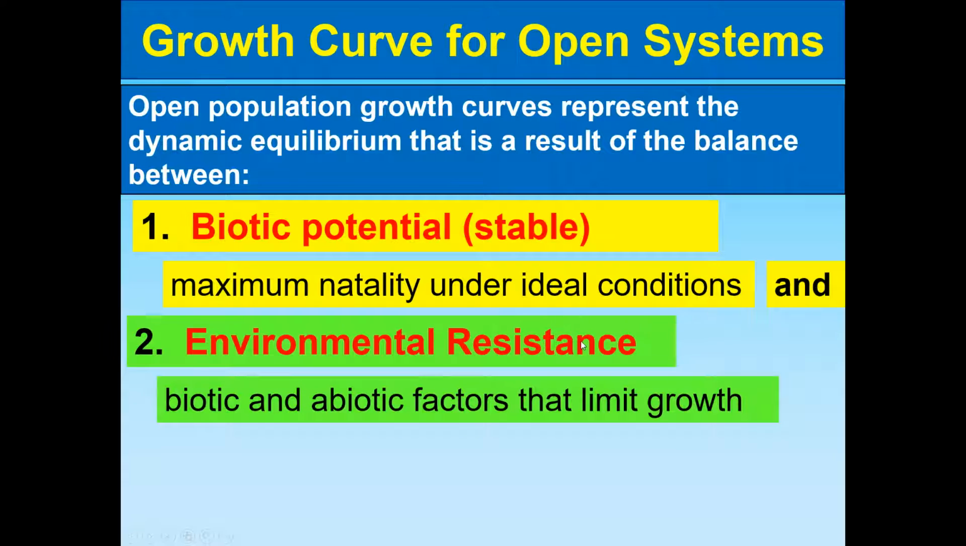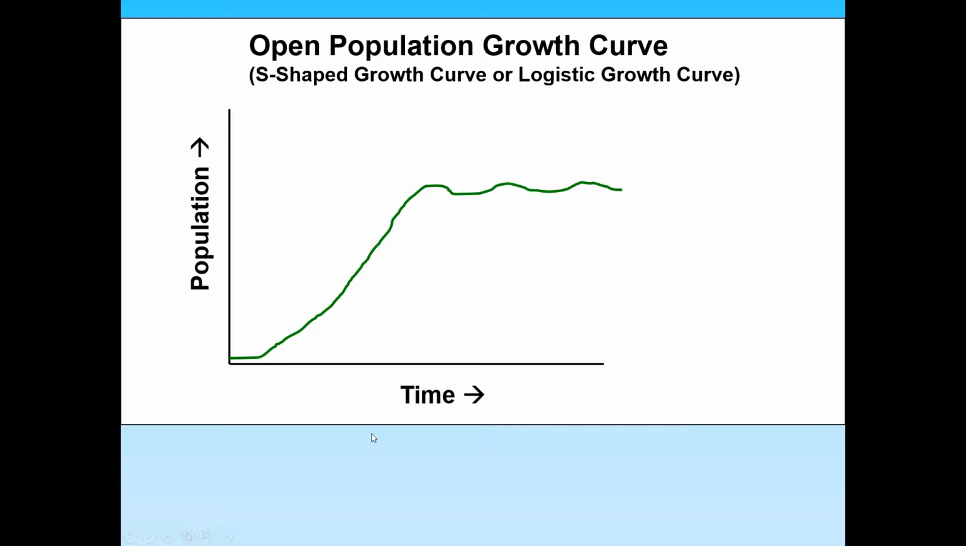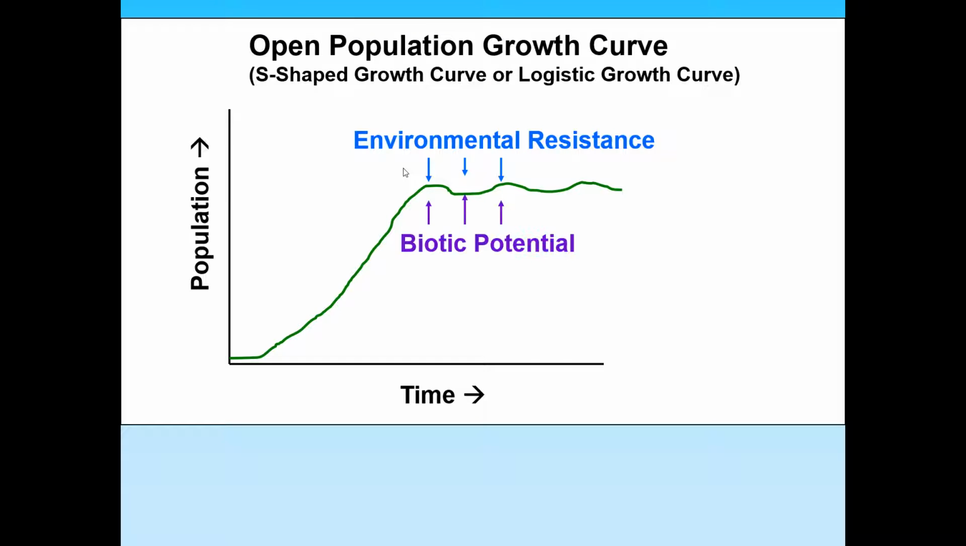Environmental resistance includes all the biotic and abiotic factors that limit growth. This can change. Biotic and abiotic factors are always fluctuating. Okay, to go back to the S-shaped growth curve, the environmental resistance is keeping the numbers down. So again, that's anything in the environment, abiotic or biotic, that limits the numbers in the population. And biotic potential, the number of offspring born over time, keeps up the numbers.